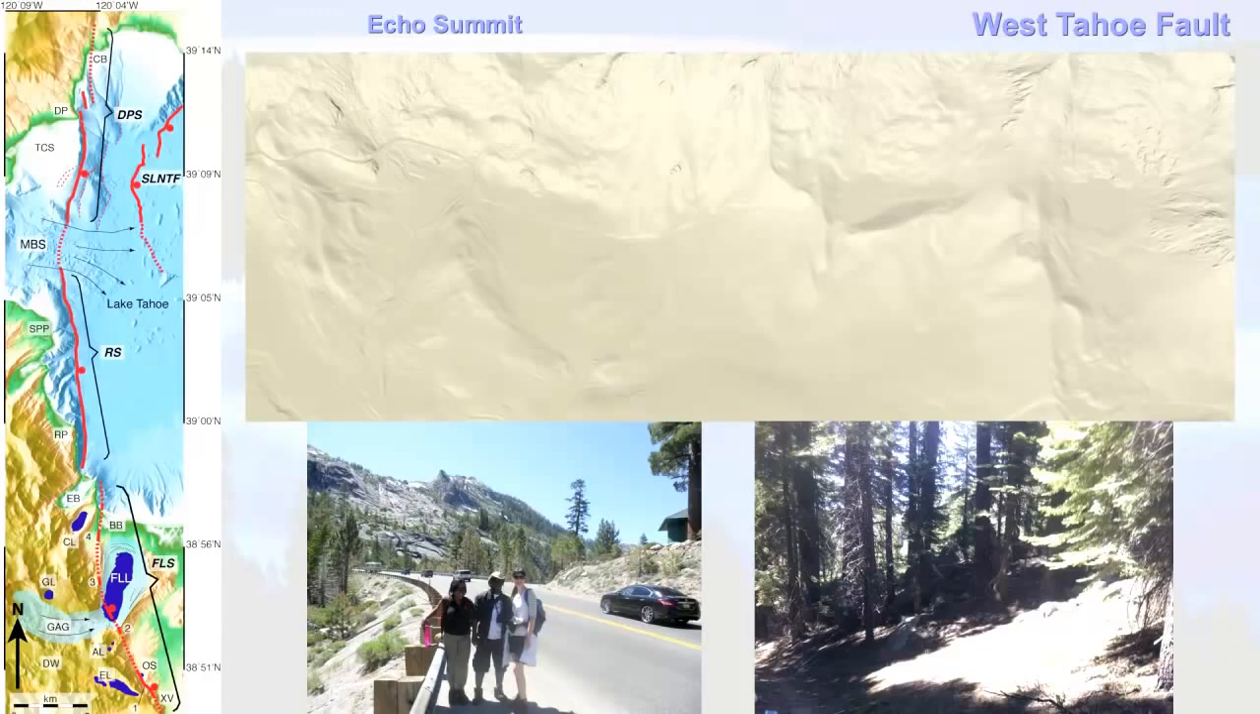This is in contrast, so you can all relax, to the Incline Village fault, which goes probably every 15 or 20,000 years, and the last was 500 years ago. Doesn't mean it can't happen tomorrow, but if you were a betting person, you'd bet on the West Tahoe Fault. So we're going to start with that one first.